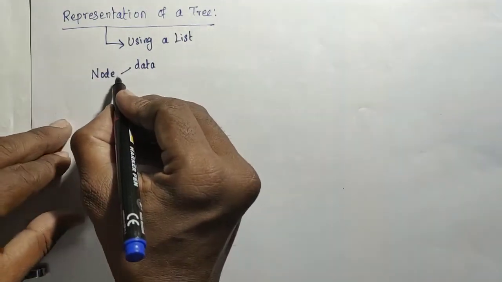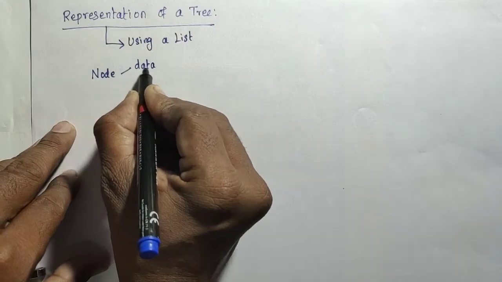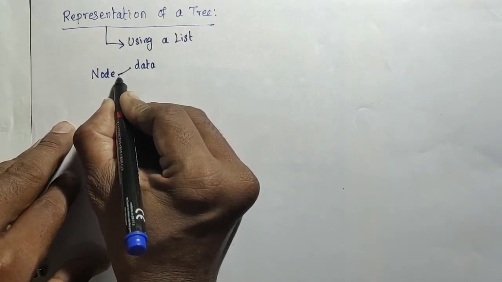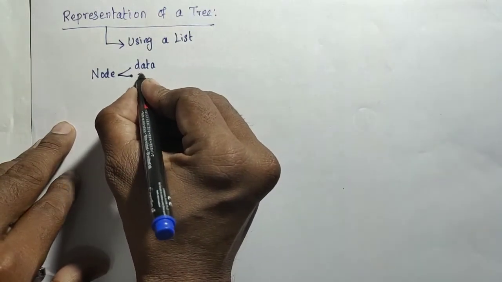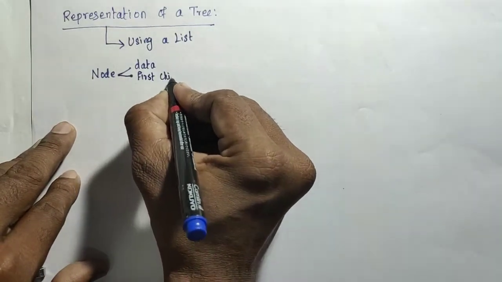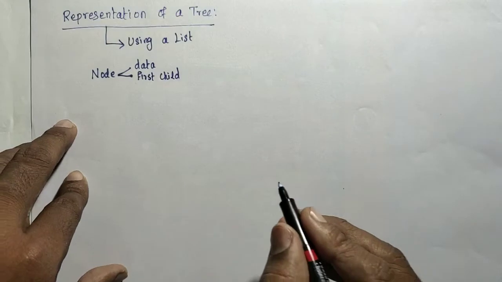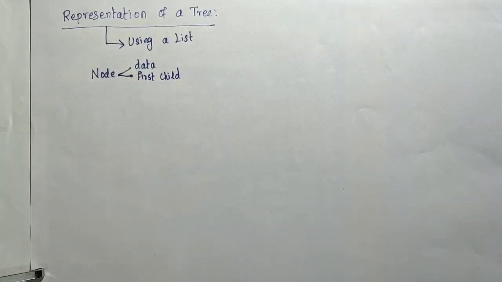So the type of information we are going to store in that node is, along with the data, who is the first child, that is, the address of the first child. Okay, so first child. What about the next children's information? The next children's information is linked with the first child, so it will be stored as a list.